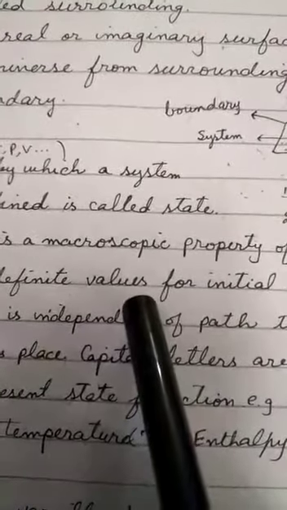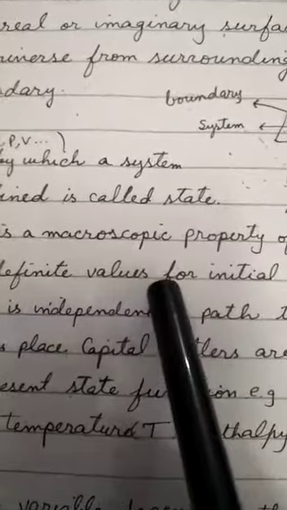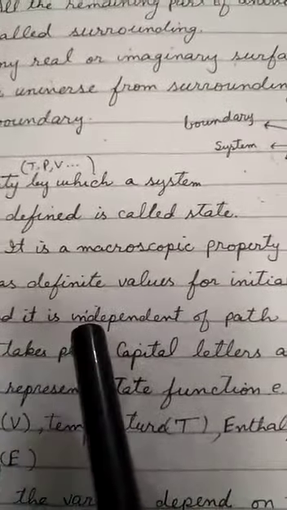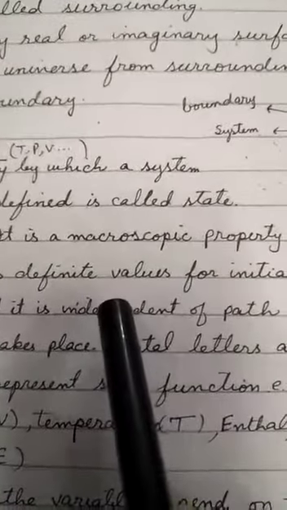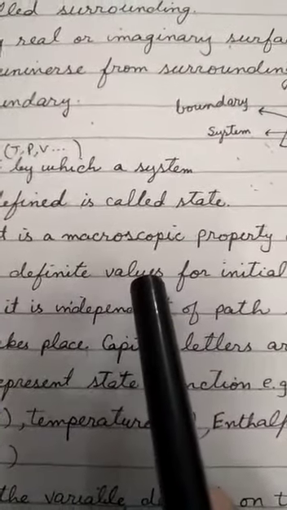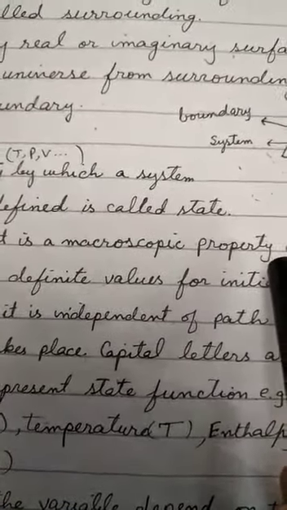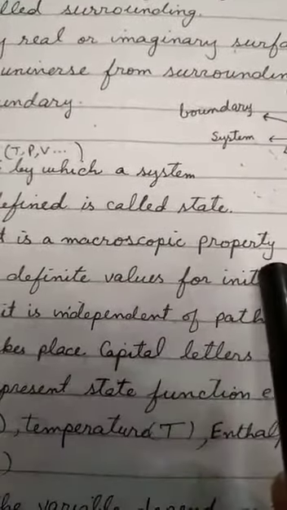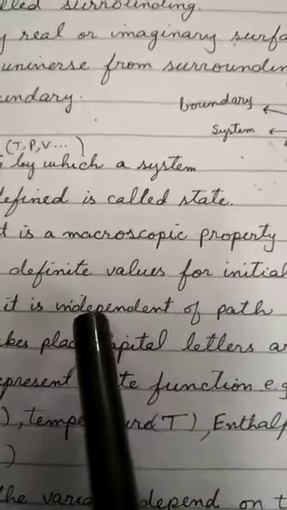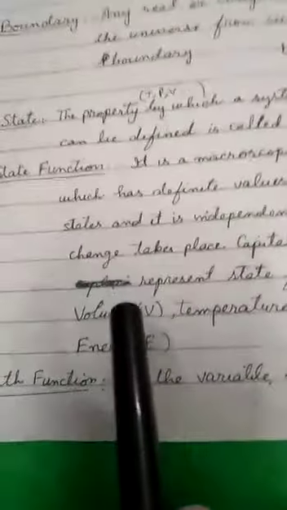There are some types of reactions which are fast at the start of the time and slow down at the end of the time. So we are not concerned with this path. We will take the reading of the initial state and the final state. So this type of function is known as a state function.